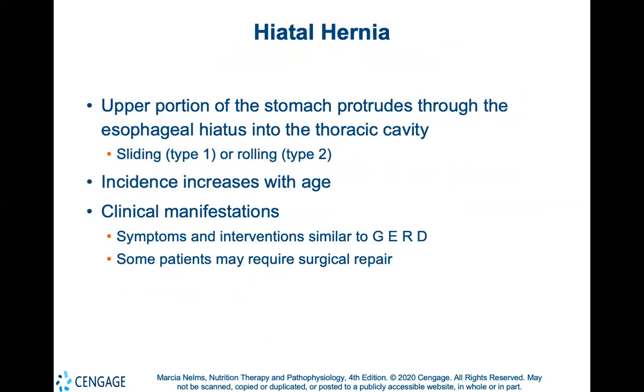Hiatal hernia is a condition where the upper portion of the stomach protrudes through the esophageal hiatus into the thoracic cavity. Symptoms of a hiatal hernia are consistent with those of GERD. Treatment, first-line interventions, both medically and nutritionally, are the same as those discussed with GERD. Some patients require surgical repair of the hernia.